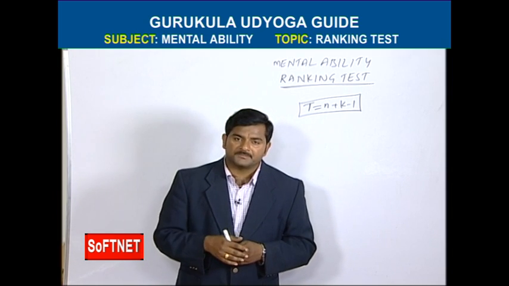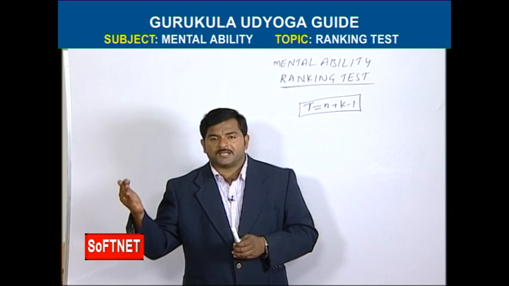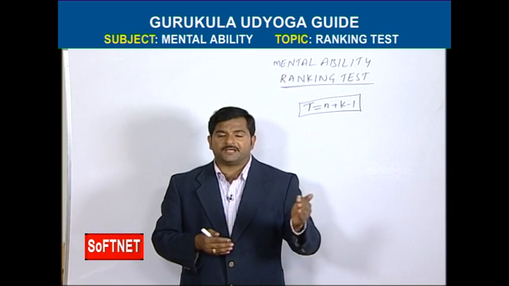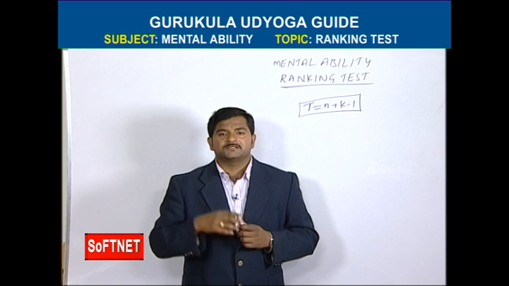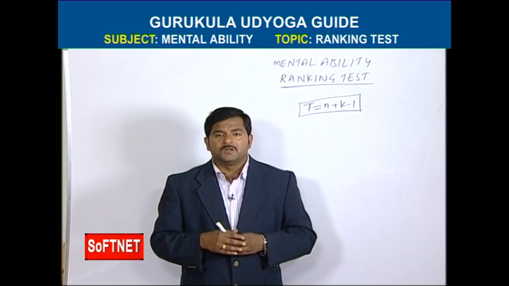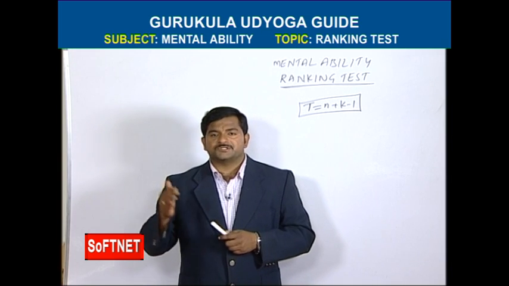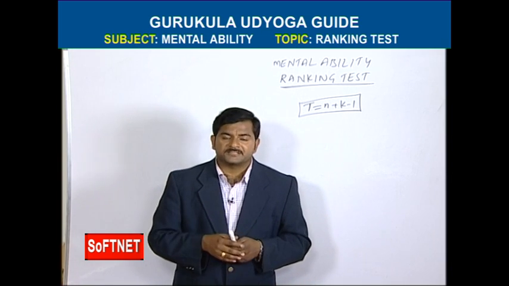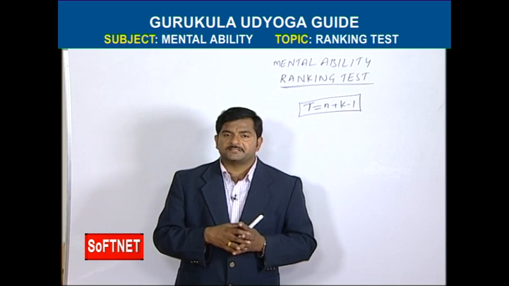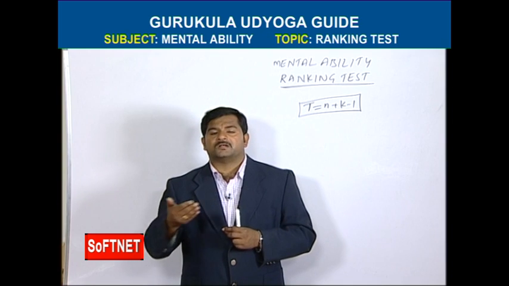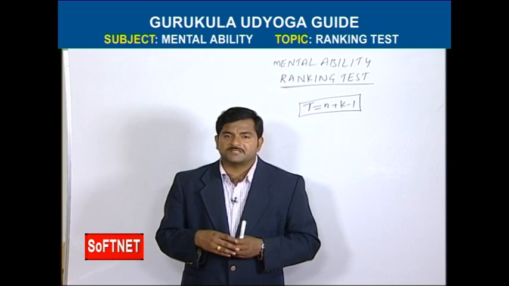That is type 1. The position of A is given from the right side, and he asks to find the position of A from the left side. That is the second type. In the third type, the position of A is given from the left side and the position of A is given from the right side, and he asks to find the total number of objects in that row. These are the three basic concepts.